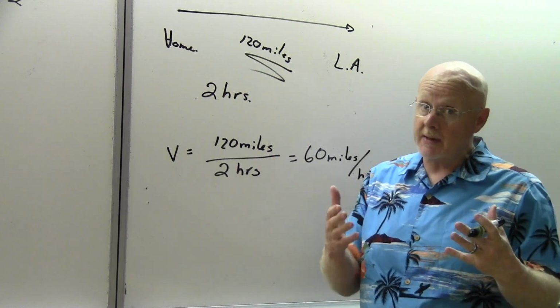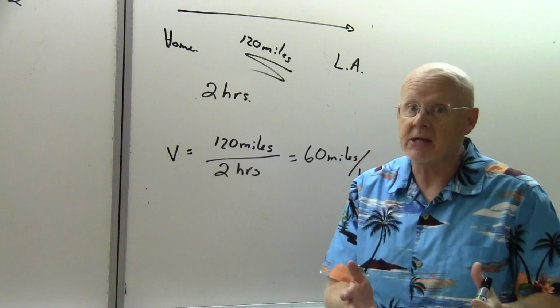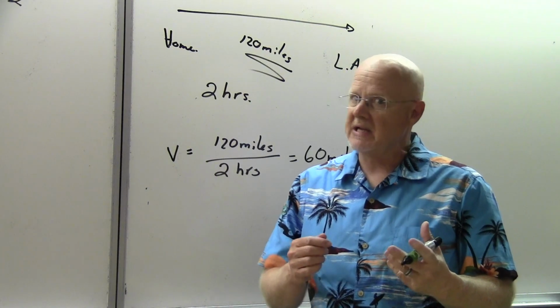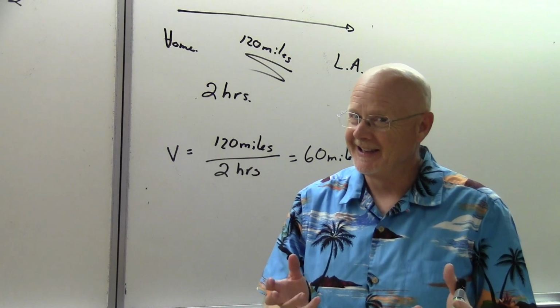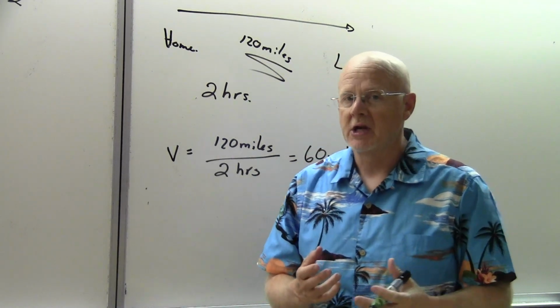And so I go 120 miles in 2 hours. That's only 60 miles an hour. Is that too fast? Well, does that get me out of the ticket? And I think you see where I'm going with this.